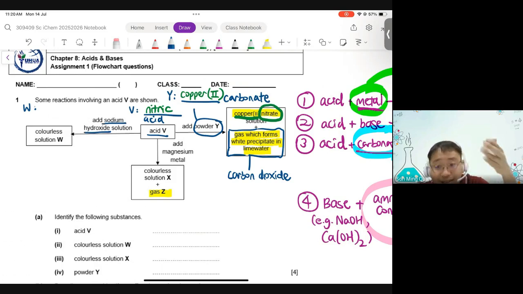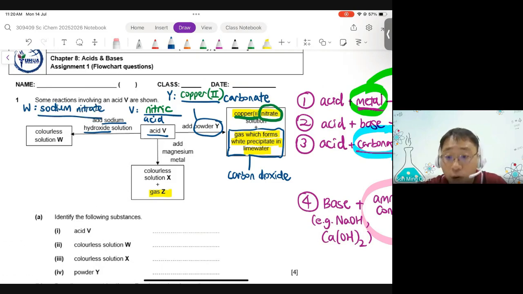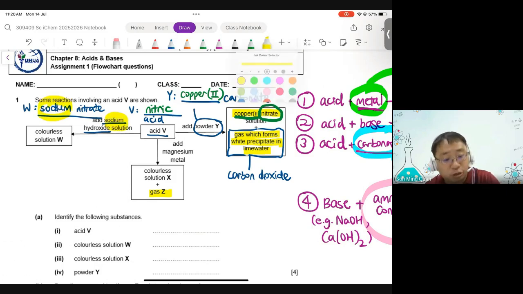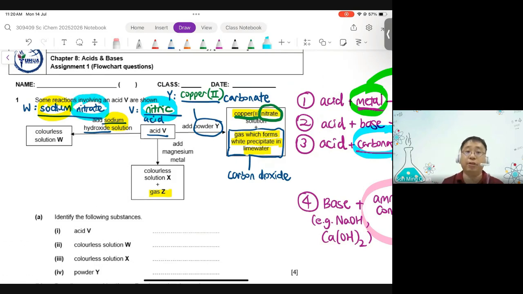So nitric acid forms the nitrate. Sodium hydroxide with nitric acid forms sodium nitrate. So if you are lost, why is it sodium nitrate? You need to revise worksheet 3 of balancing equations. How do you name the salt that is formed? The salt that is formed must have the metal, in this case sodium, and it's nitrate because it's nitric acid. So sodium nitrate is the salt W.